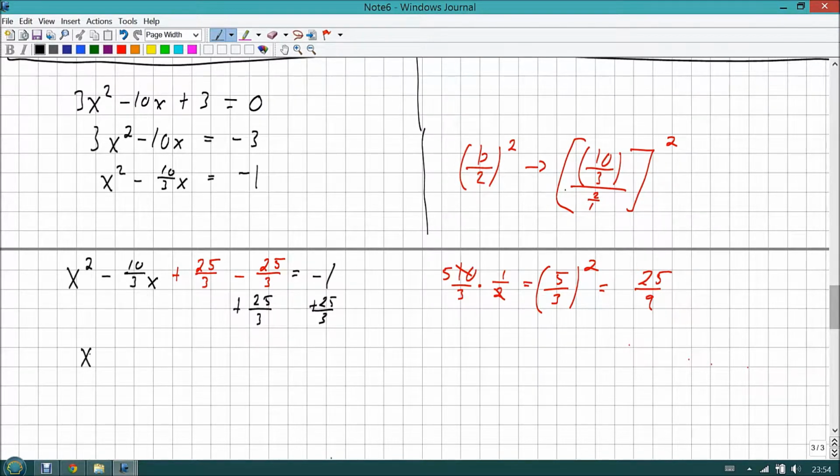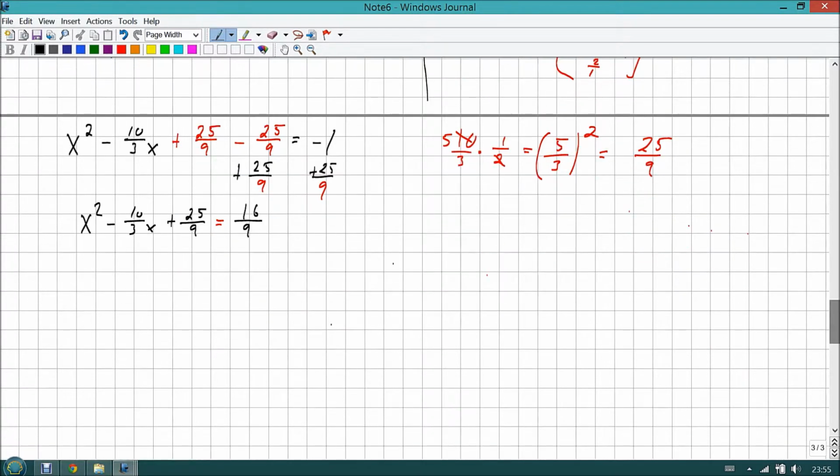And that gives me x squared minus 10/3 x plus 25. Actually, that should be 25 over 9. My apologies. 25 over 9. And that's going to be equal to, let's see, that would be 9 over 9, so 25 minus 9 would be 16. So that's equal to 16 over 9.